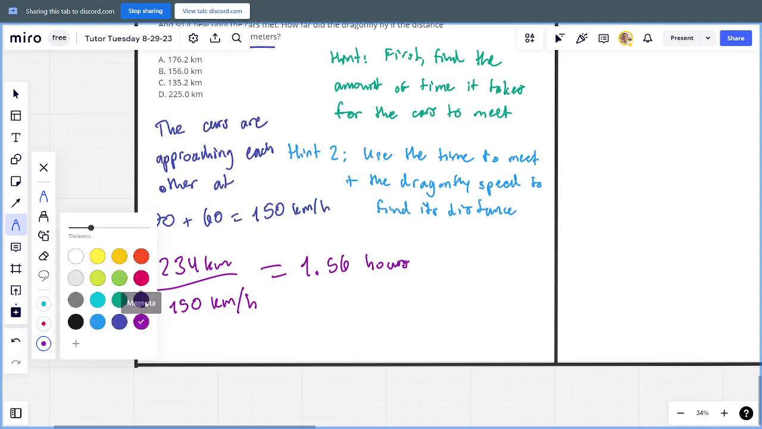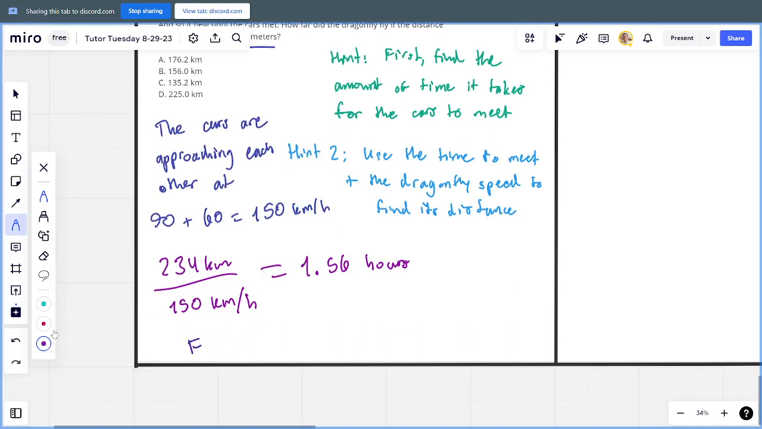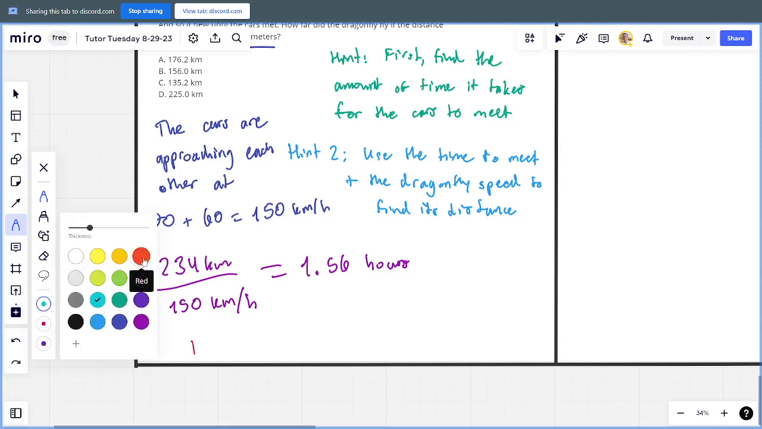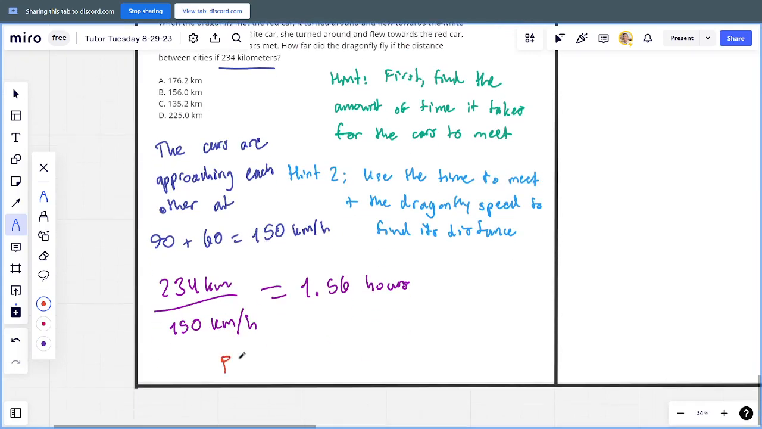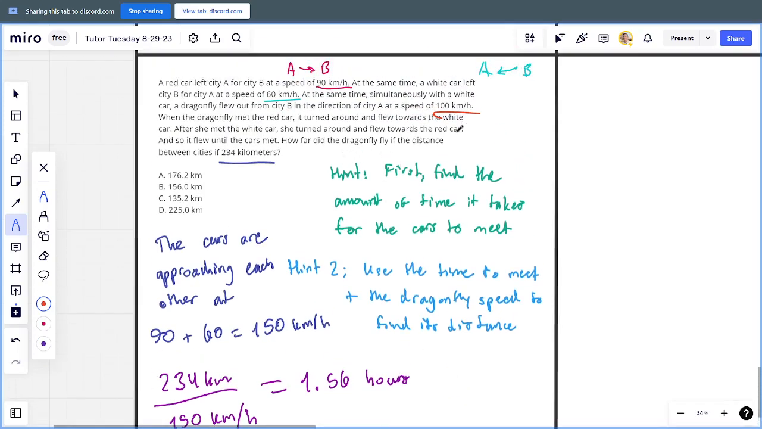And finally, if the dragonfly, I should use a different color. The fly goes, okay, wait, I don't like that color. I'm sorry. This red. The dragonfly is going at 100 kilometers per hour. The fly is going 100 kilometers per hour times that travel time of 1.56 hours. The reason is, yeah, rainbow colors. If the fly is always going to travel at a constant speed of 100 kilometers per hour.